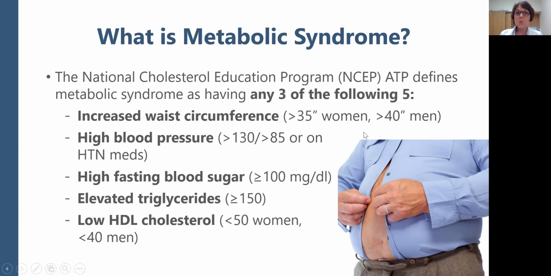So that's one criteria. Another is a criteria of high blood pressure. So a blood pressure, a systolic over 130, a diastolic over 85. Or if a patient is already on blood pressure medication. Another criteria is a high fasting blood sugar, one that's 100 or greater. The other two markers have to do with cholesterol, and they are the elevated triglyceride greater than 150 and an HDL cholesterol that is less than 50 for a woman and less than 40 for a man.